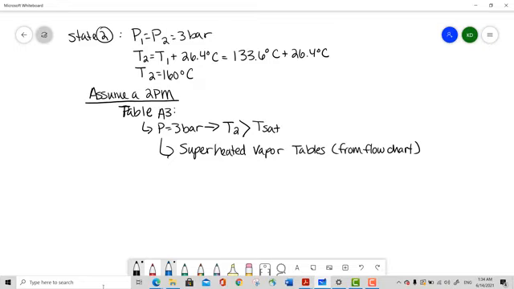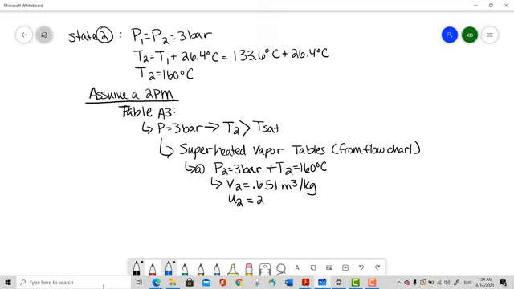Okay, and so from this superheated table, at P2 equals 3 bar, which was our constant pressure, and a T2 of 160 degrees Celsius, which we were able to find out, we know that V2 equals 0.651 meters cubed per kilogram, and we'll also find U2, 2587.1 kilojoules per kilogram. And do not forget your units, guys. Units.